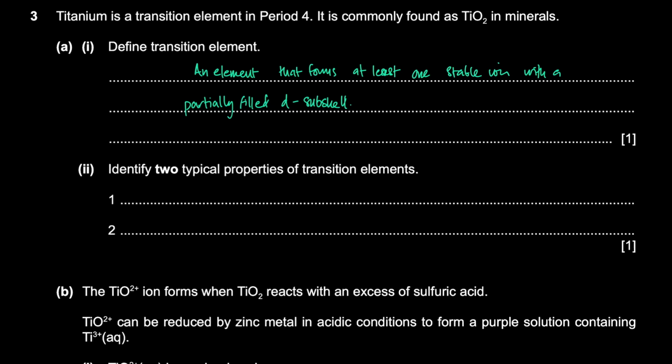Identify two properties of transition elements. Okay, two properties, they could be chemical or physical properties. One property that they have is that they have variable oxidation numbers, or variable oxidation states. Another property that they have is that they form colored solutions, or colored complexes.